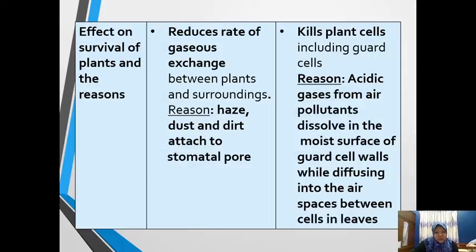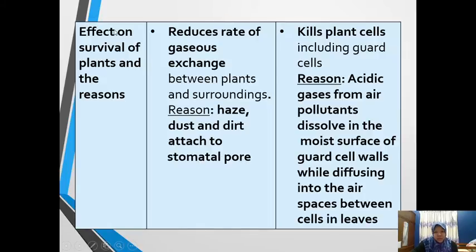Okay. We go to the second one. Reduce rate of the gases exchange. Tadi the haze, dust and dirt, between plants and surrounding. Okay. Because the reason here is the haze, the dust and the dirt attached to stomata pore.